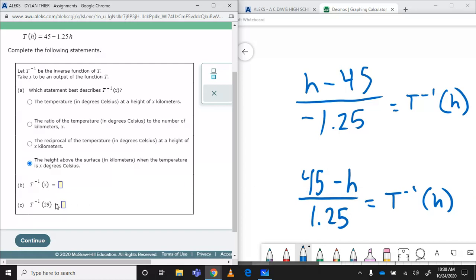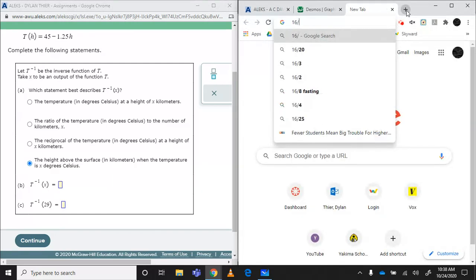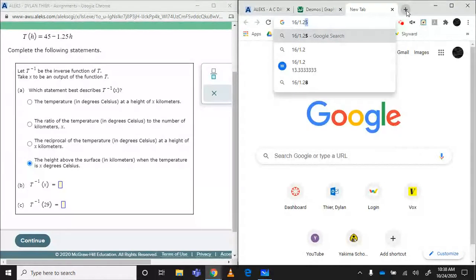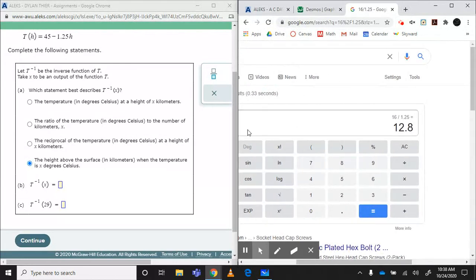So if we did 45 minus 29, if we're evaluating at a height of 29, then we would be looking at 45 minus 29 is 16. 16 divided by 1.25. It's going to come out to be a whole number. Come out to be 12.8.